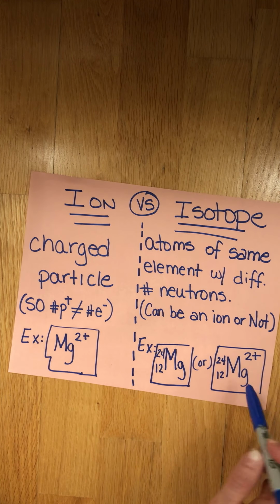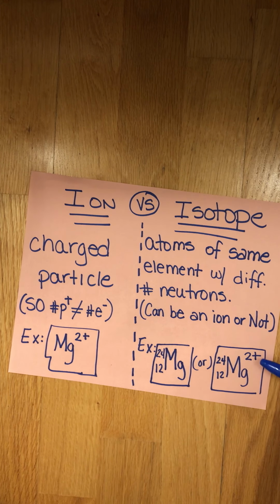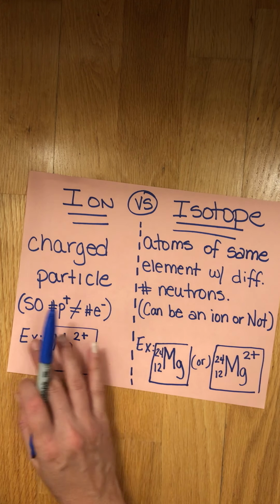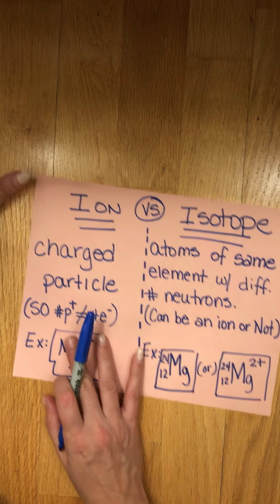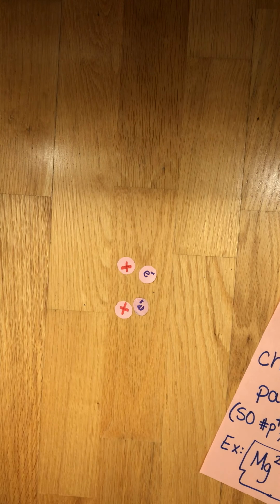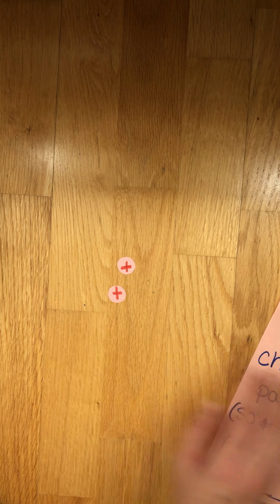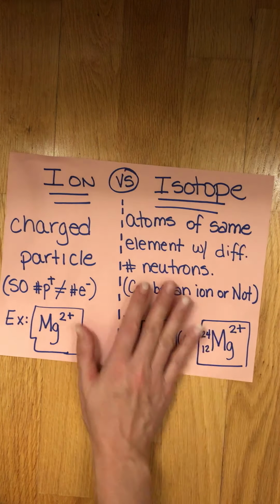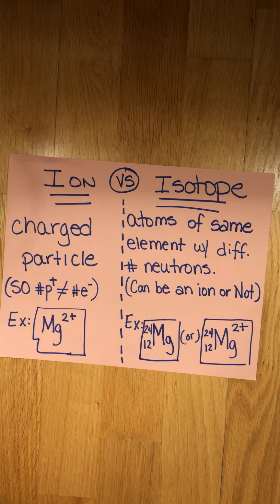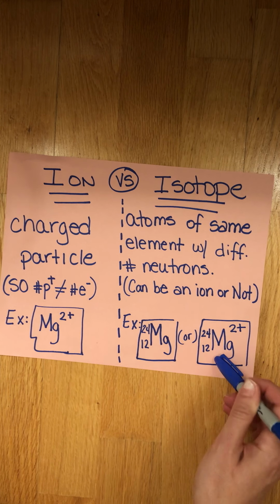So what does this 2+ mean? This 2+ means that I lost 2 electrons, right? Here, let's bring that back. How do I get a 2 positive? I lose 2 electrons, and now I'm left with 2 positive. So I lost 2 electrons, right? Is this an isotope? Sure, right?